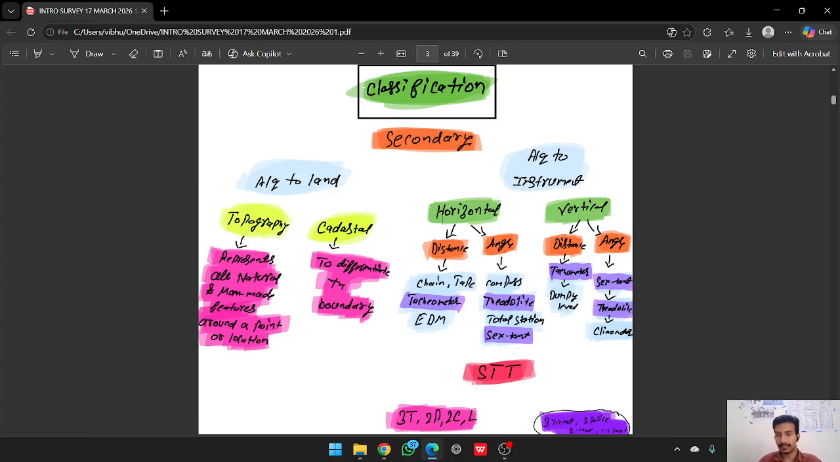In angle, there is a sextant and theodolite. Both measure the vertical and horizontal angle. For vertical angle, there is also a clinometer, which measures the vertical angle only.